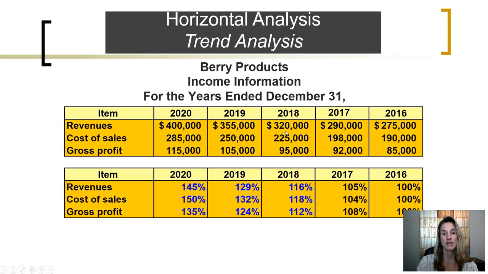Expanding the analysis to the next year, revenues of $320,000 divided by the base year of $275. Percentage change in 2018 over 2016 was 116%. Cost of sales, $225,000 divided by the base year of $190. Percentage change of 118%. Again, we are calculating a percent change by taking the current year, dividing by the base year amount. Another way of identifying positive or negative trends for a corporation.